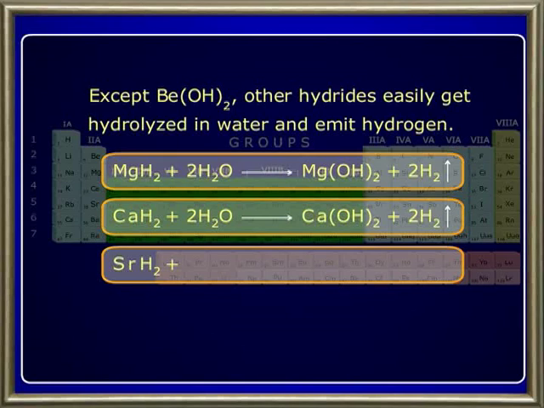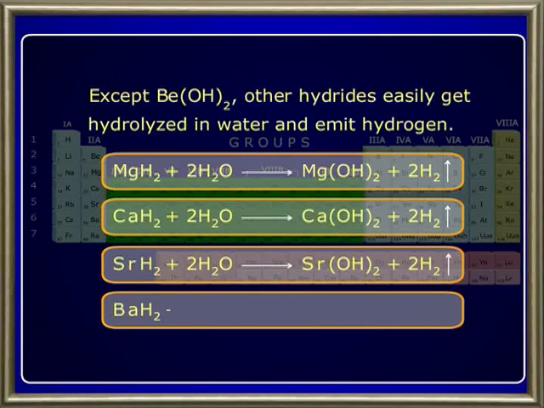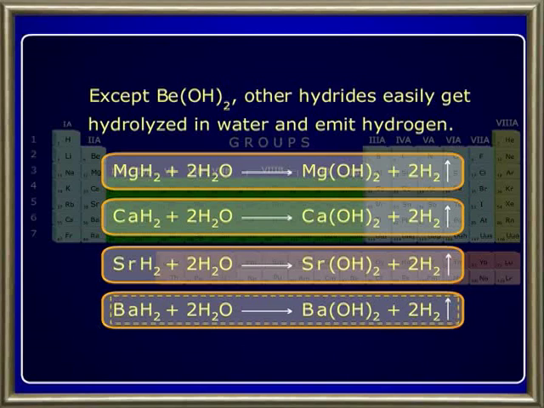Strontium hydride reacts with 2 molecules of water to give strontium hydroxide and hydrogen. SrH2 plus 2H2O gives Sr(OH)2 plus 2H2. Barium hydride reacts with 2 molecules of water to give barium hydroxide and 2 molecules of hydrogen. The chemical equation is BaH2 plus 2H2O gives Ba(OH)2 plus 2H2.